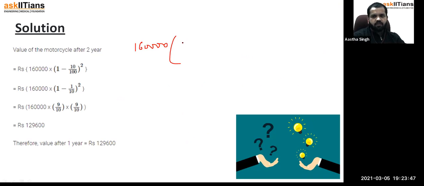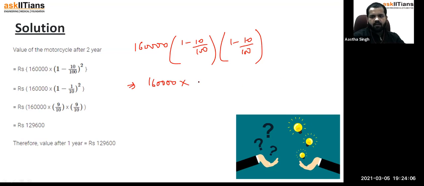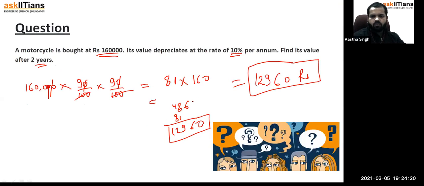That your bike was this much, right? Its value depreciates at 10 upon 100. Then for 1 year, and for another 1 year it will be 1 minus 10 upon 100. 1 minus 10 upon 100 is what? 9 by 10, right? So 160 thousand multiplied by 90 by 100, multiplied by 90 by 100. This is what we have done. You will get the value 129,600. 0 will be there, guys.